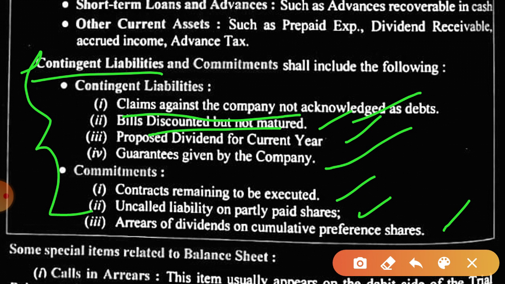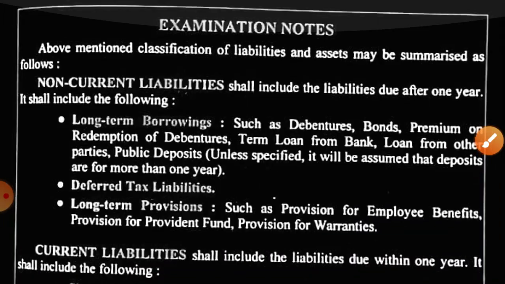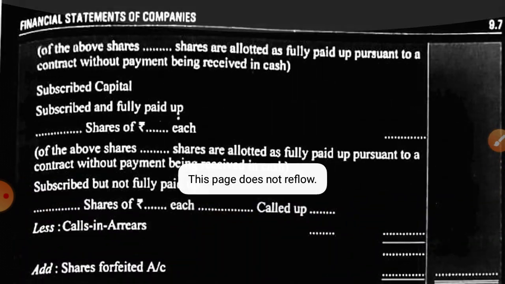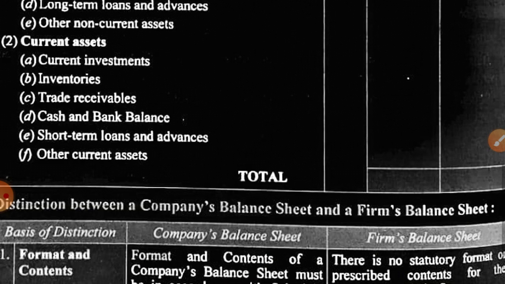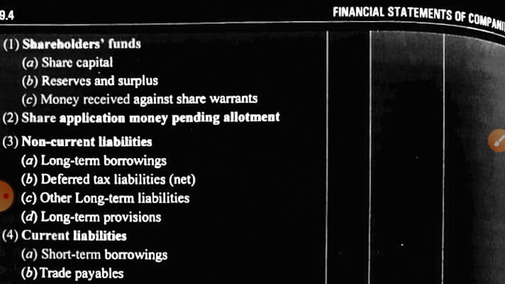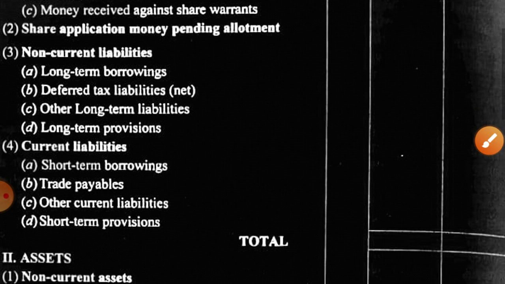So this was the explanation of all the heads and subheads. Only one head is remaining, that is the first one, share capital, which I'll tell you in the next lecture. Okay, see, again I'll show you the format of the balance sheet. Here it is. So this I have not mentioned, this I explained. This is not required, this is also not required, this I have explained, this again I have explained, this one, this one. You can see it is mentioned in your book.